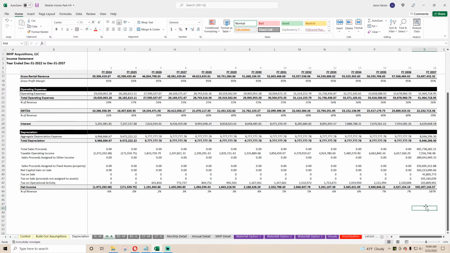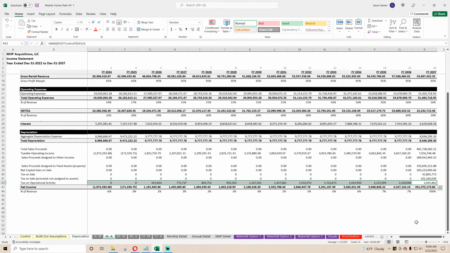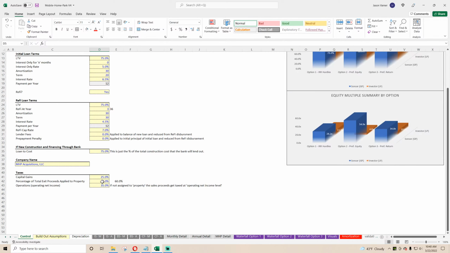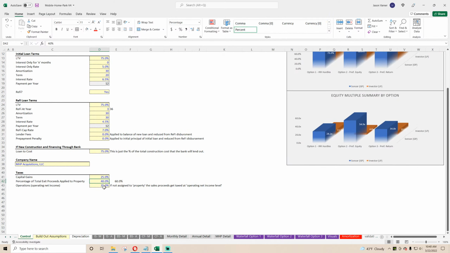And then now we don't have to add these two together. We just do it based on operating income, 35. It's just that. So we got 41 split between these two. Sales proceeds is E42. Yep. Assigned to other income is E42. Let's make sure E is this one. Yep. So this is property. This is other.